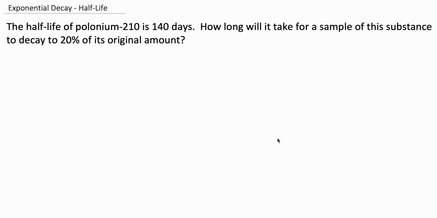Understanding that it's going to follow exponential decay, we can begin our work with the formula for exponential decay, A equals A sub 0 e to the kt. We first need to figure out the rate of exponential decay for polonium-210, knowing that its half-life is 140 days.